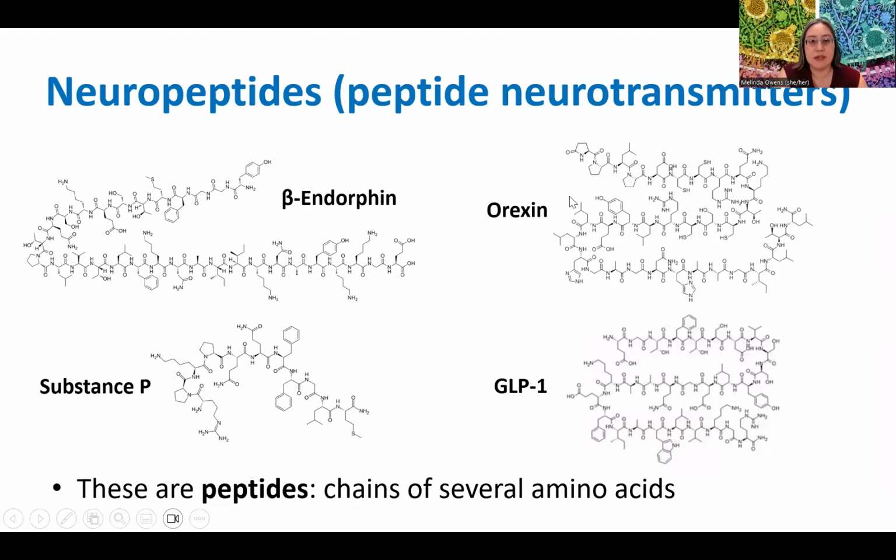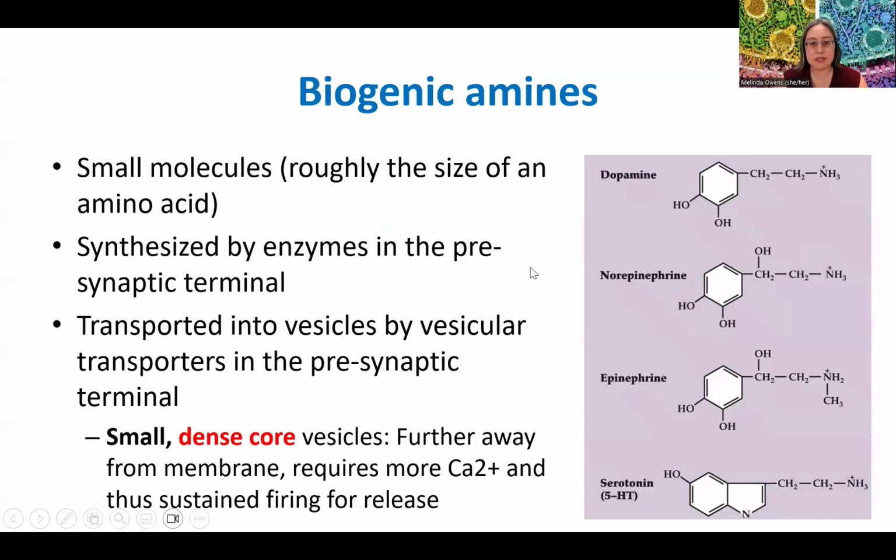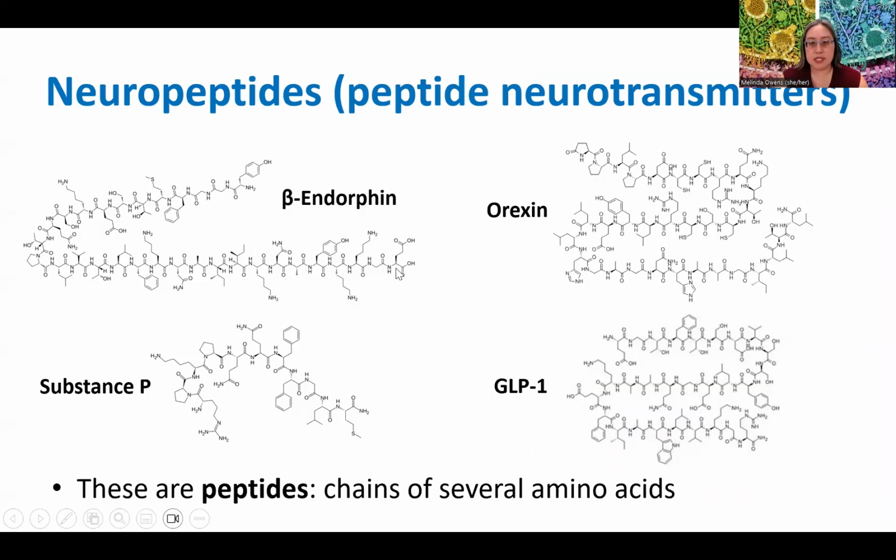And as I said, there are like hundreds of these. These are four interesting ones. Why are they called that? Neuropeptides, because they are peptides. So unlike the ones we've seen previously that are about the size of a single amino acid, and glutamate just straight up is the amino acid, these are chains of several amino acids put together. And they all have different jobs.